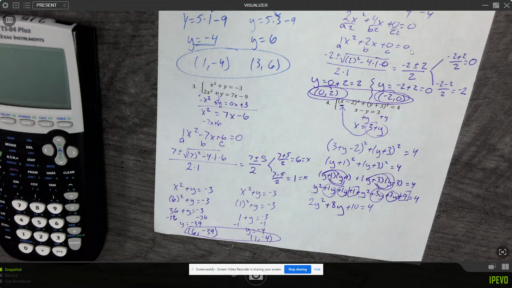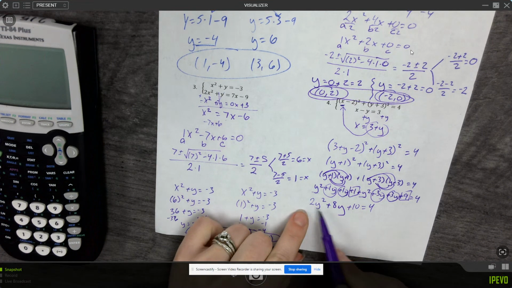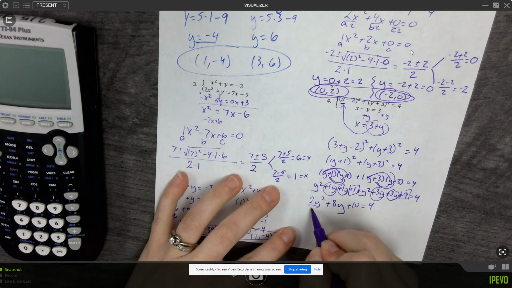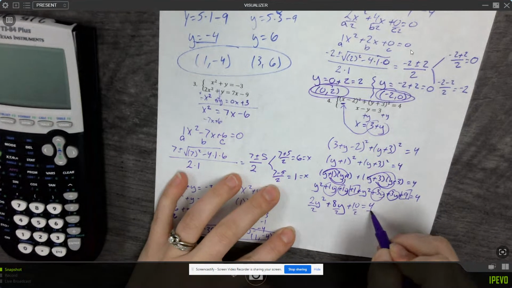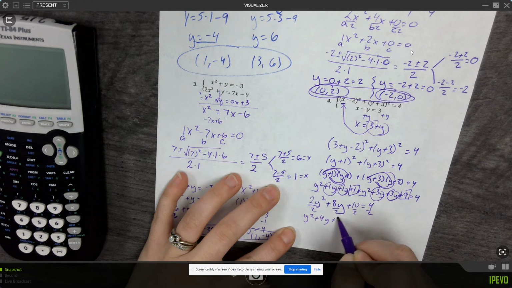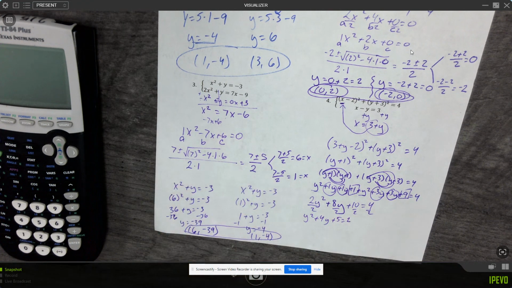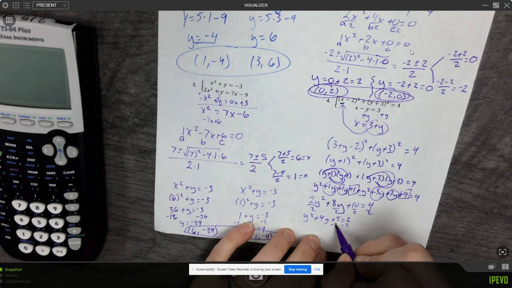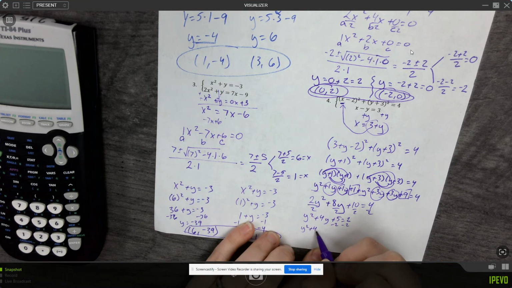Now you are going to solve by factoring or quadratic formula. You could notice, though, that you got 2, 8, 10, and 4. All can be divided by 2. Make life easier. Do it. So y squared plus 4y plus 5 equals 2. Whether you use the quadratic formula or you factor, you should get it equal to 0. So subtract that 2 to get y squared plus 4y plus 3 equals 0.